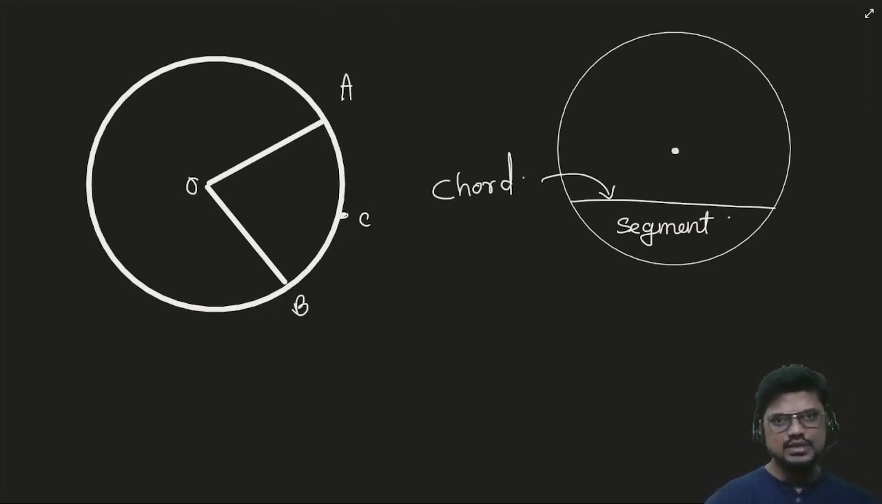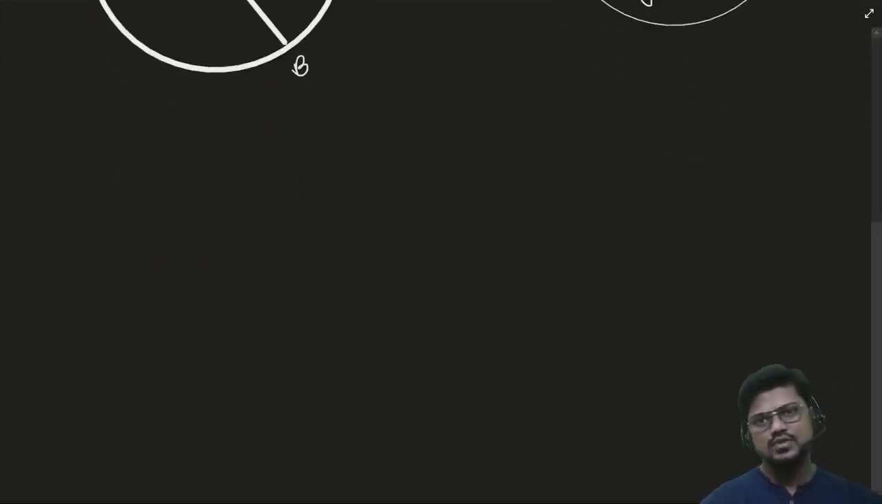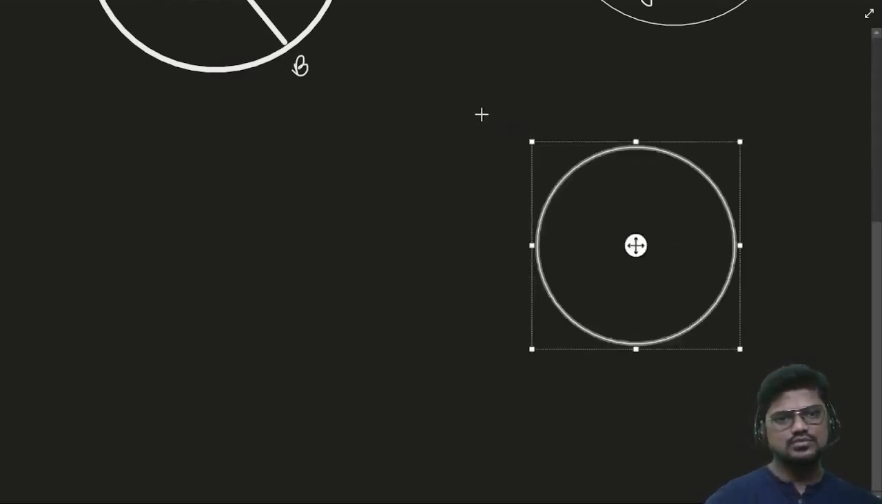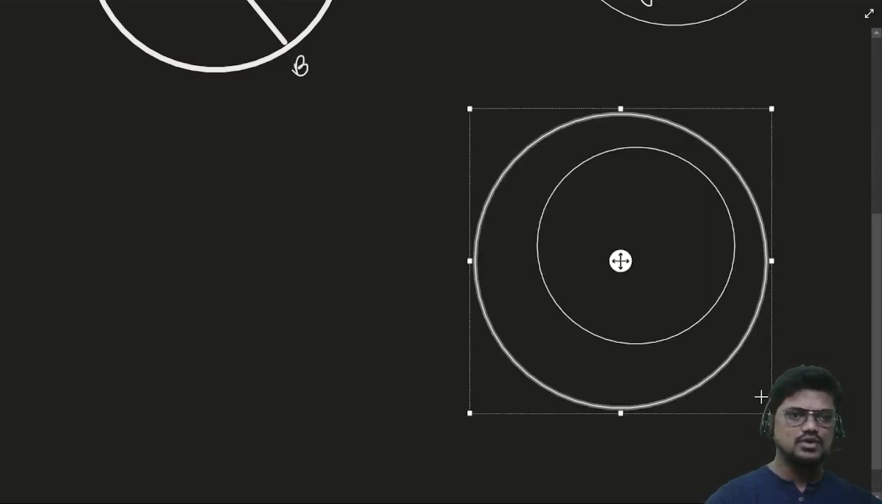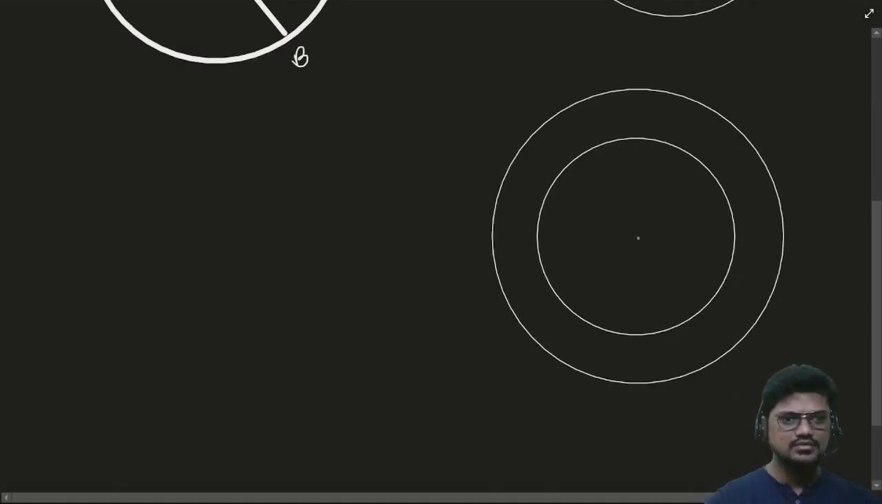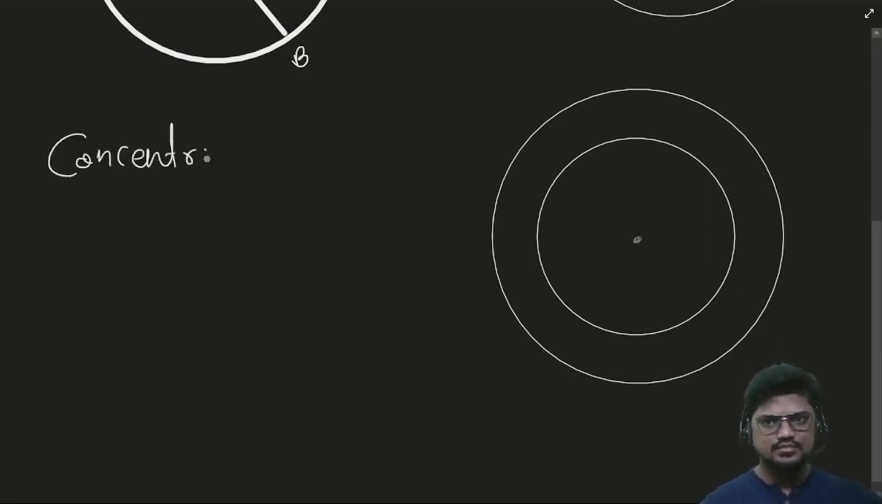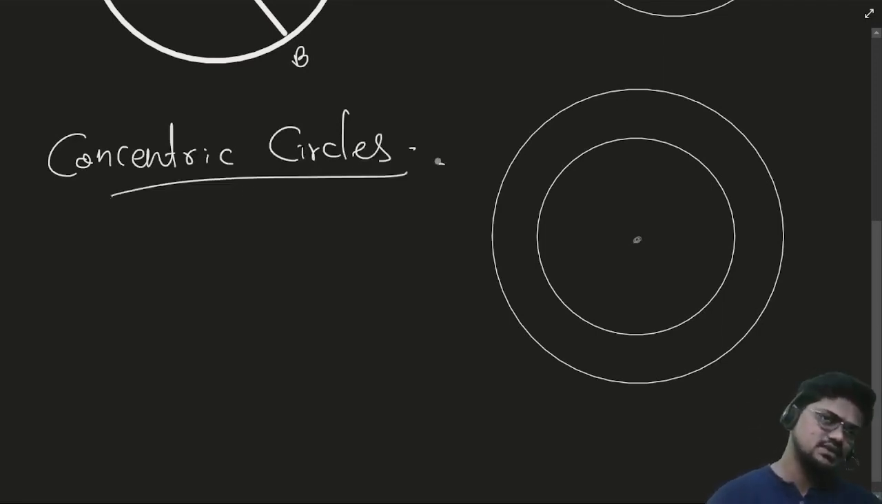Now these were circles. Now what are concentric circles? If anyone knows. Sir, the type of circles in which the center point is the same, but the size of the circle is different. Yes. So as you can see over here, these are two circles. But if the two circles have the same center, then those circles are said to be concentric circles. There can be a set of three concentric circles or 10 concentric circles. It can be any number.